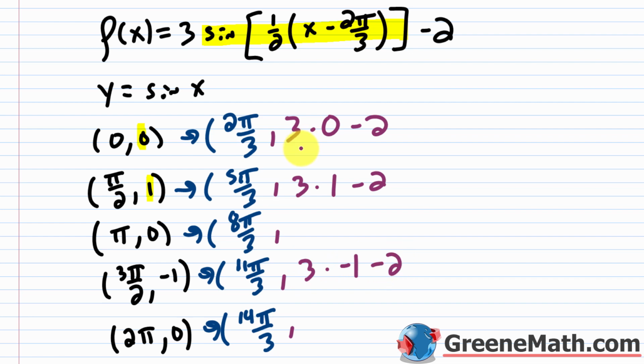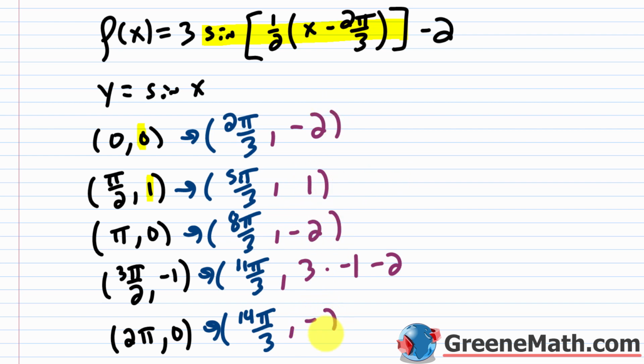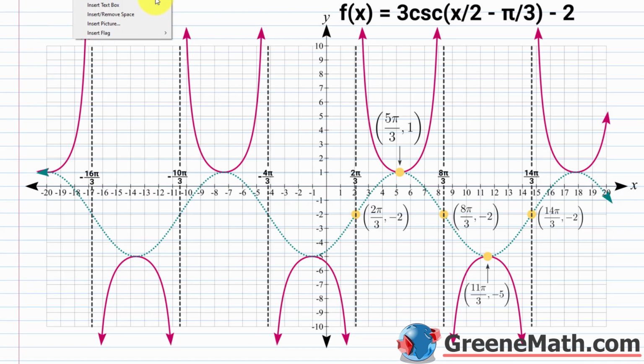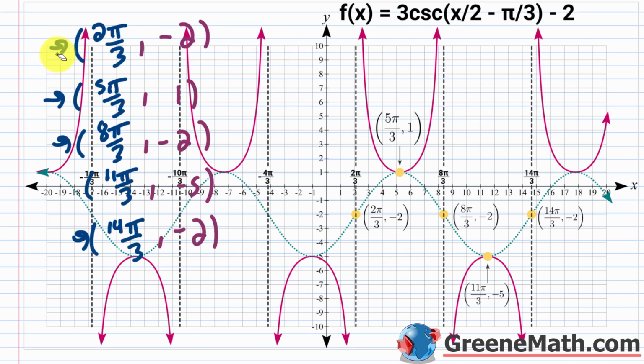So this would be 3 times 0 is 0. 0 minus 2 is negative 2. So this is negative 2. 3 times 1 is 3. Minus 2 is going to be 1. And then this one you can copy from here. And then you can put that here. 3 times negative 1 is negative 3. Then minus 2 is negative 5. Okay, so we have this. Let me grab it. Come down here and paste this in. And again, I'll just go through these with you real quick. So if we look at what we have, you have the 2 pi over 3 comma negative 2.